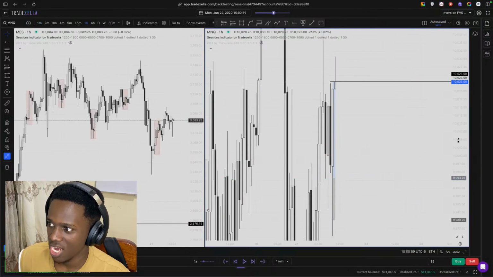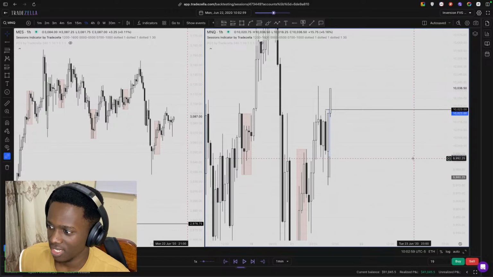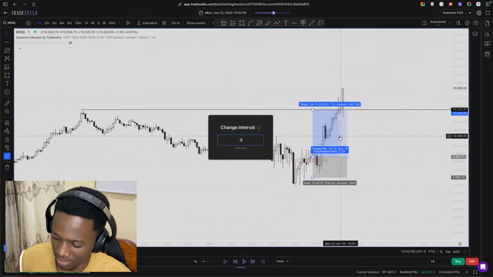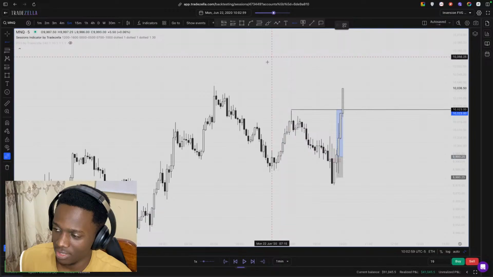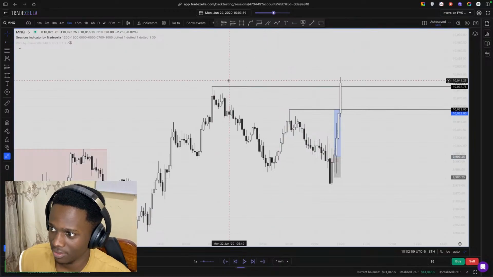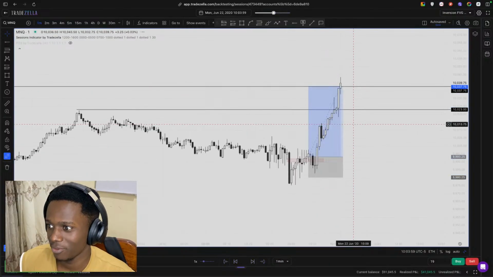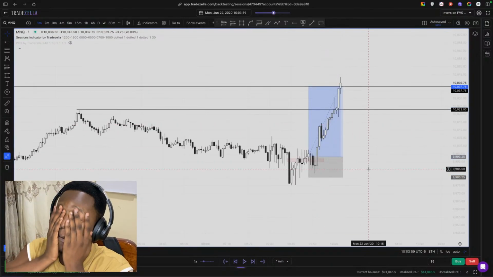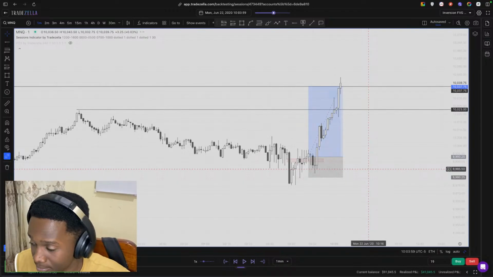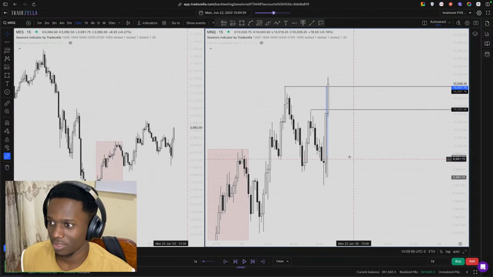Banger! And it ends up hitting this high as well. It ends up hitting these highs here as well. What would this be? 3.4R. Bro, but we took the best that we could.